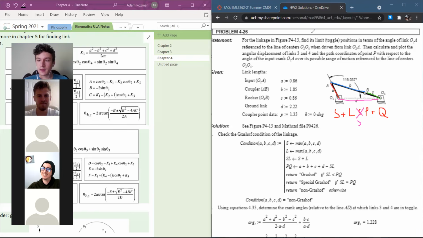Calculate angle of link O to A. So I guess they're just asking for theta 2 here, right? So theta 2, we can set up law of cosines, right?